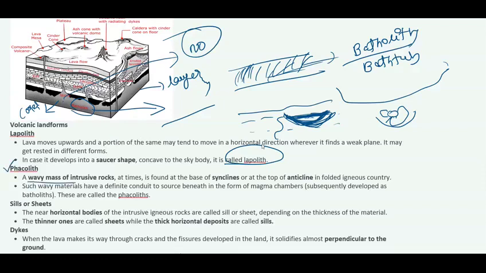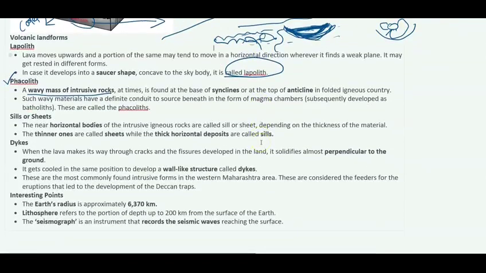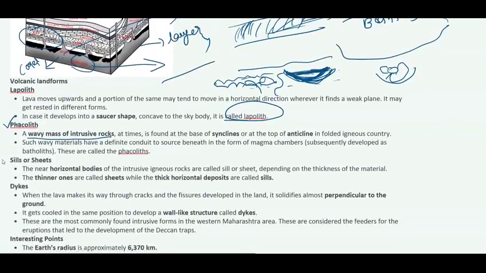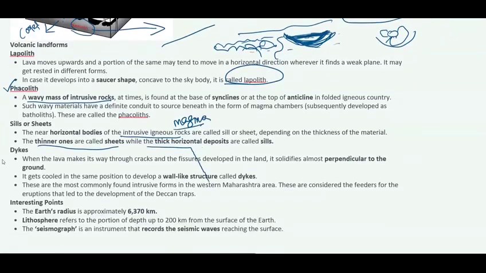Okay, now phacolith. Phacolith is a wavy mass of intrusive rocks. Wavy mass, that means it forms like this, just like waves. Next, sills or sheets. If you see here, you can see sills. Sills and sheets are the horizontal bodies of intrusive igneous rocks. That means magma when it is cooled. But what is the difference between sills and sheets? The thinner ones are called sheets and thick horizontal deposits are called sills.